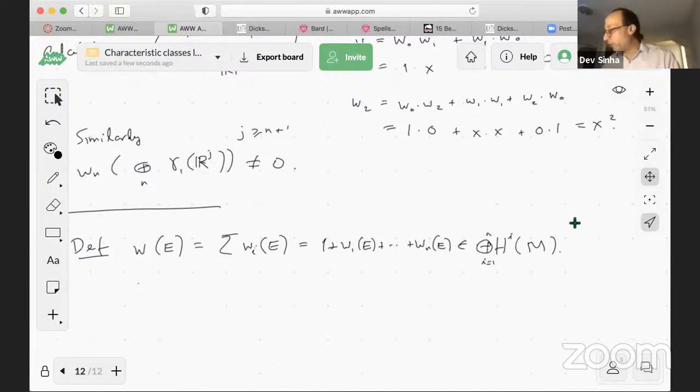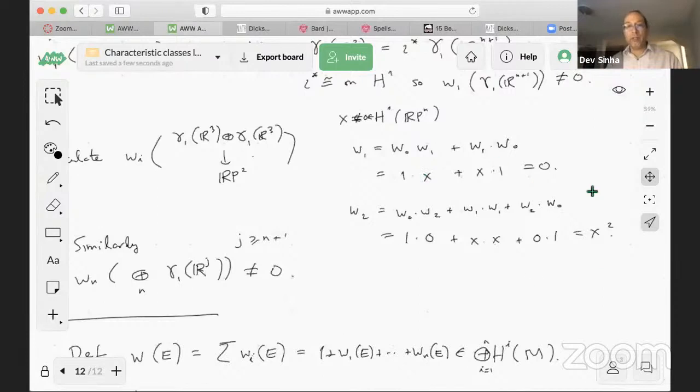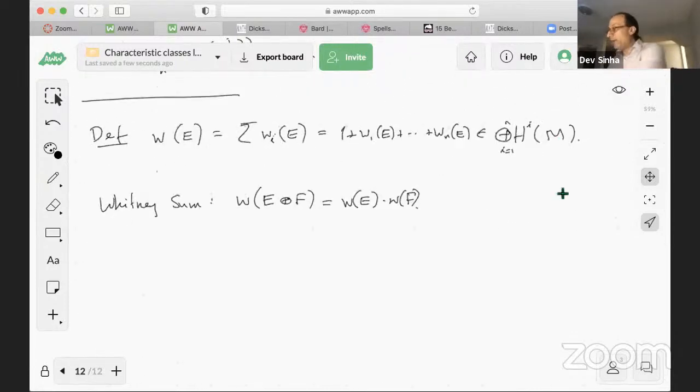But for now, this then leads to a reformulation of the Whitney sum formula. It says that W of E plus F is just W of E times W of F. So that sort of takes these kinds of calculations that we just made for this direct sum of line bundles over RPN and lets us, it's a convenient shorthand. It'll save us a little work.